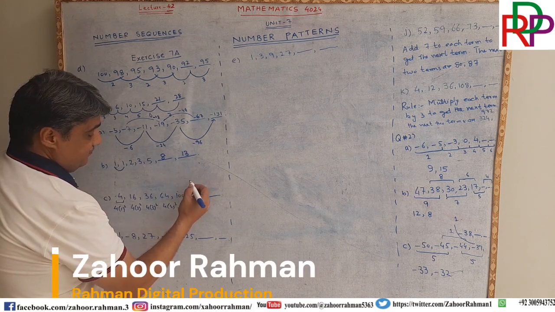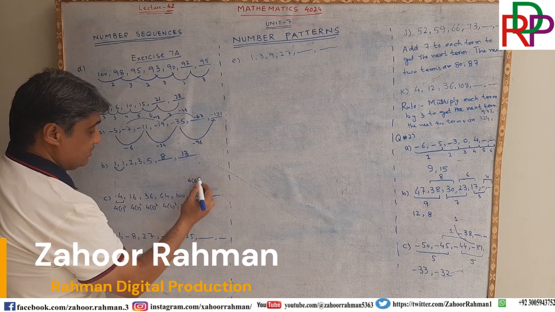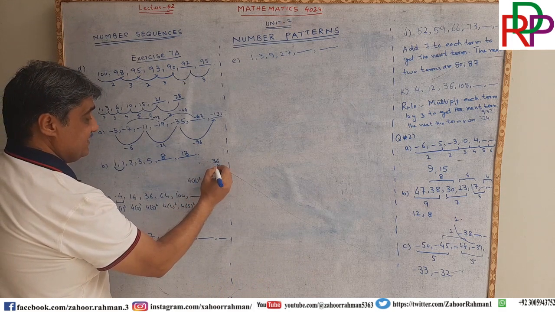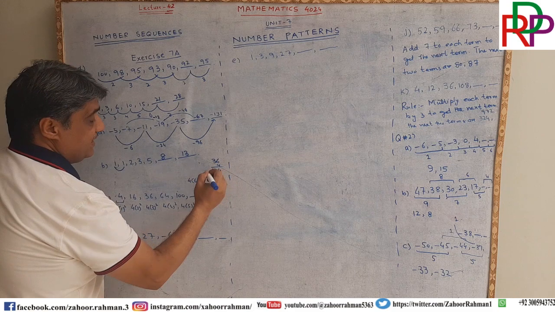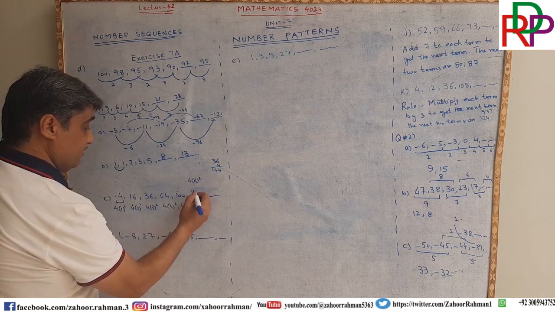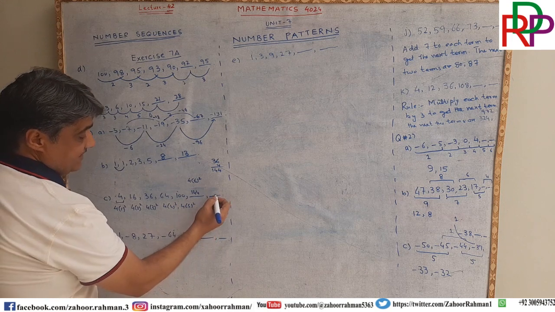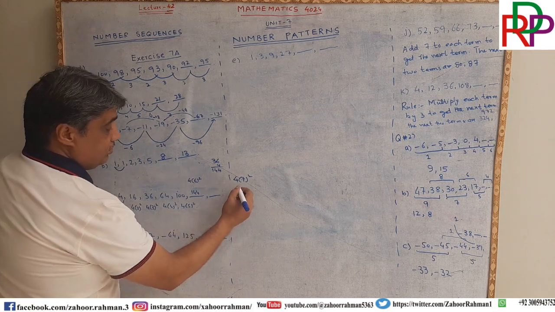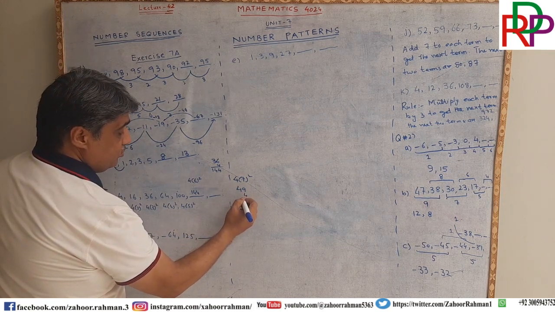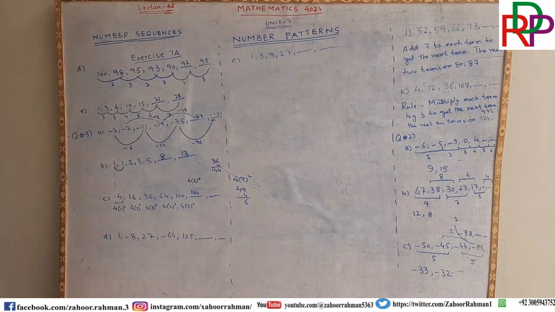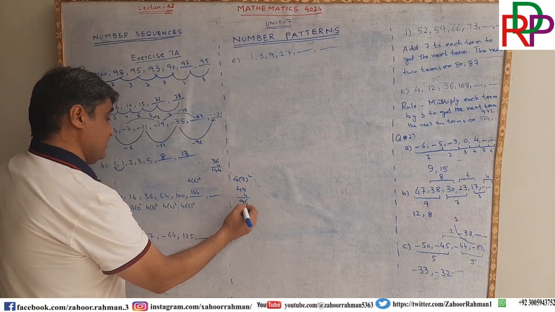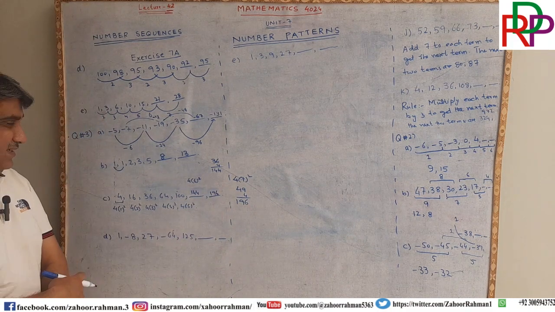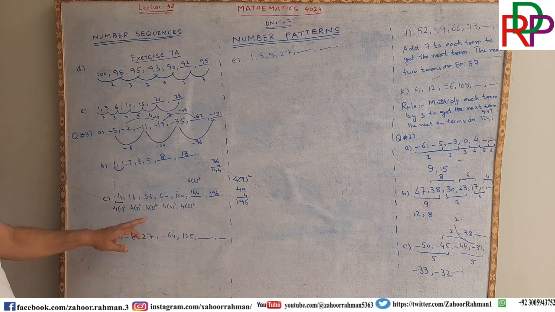Now the next term will be 4 into 6 square. So 6 sixes are 36 and 36 multiplied by 4, we will get 144. And because this is the 7th term, so 4 into 7 square, so 49 into 4. 4 nines are 36, 4 fours are 16, 196 will be the next term. When you multiply it, then you will get this one.